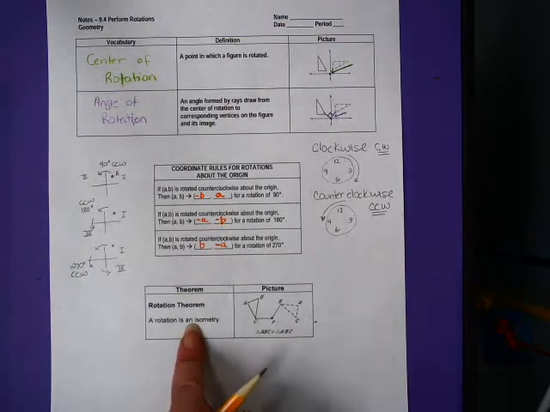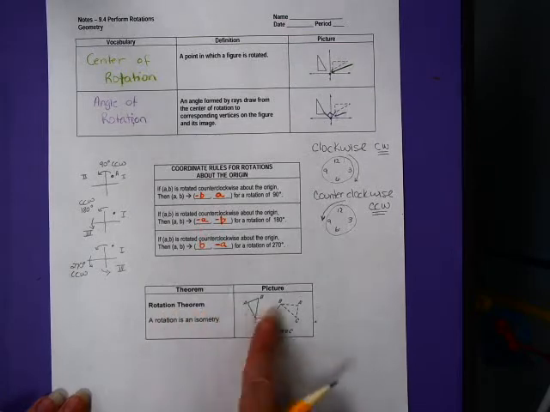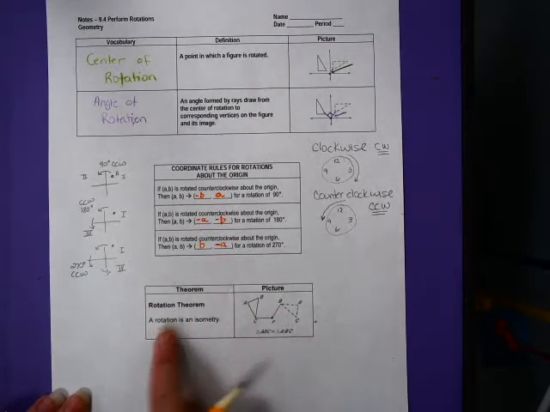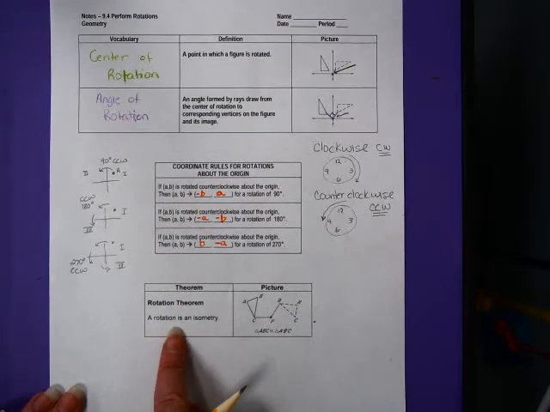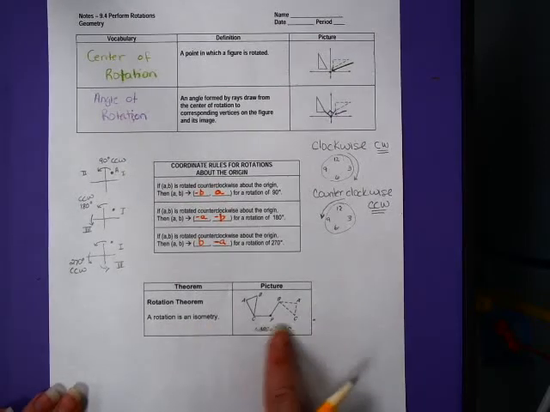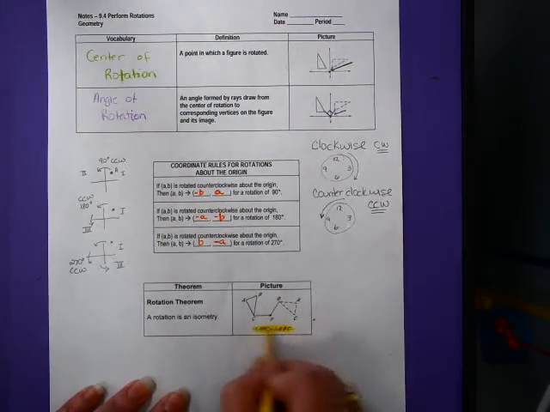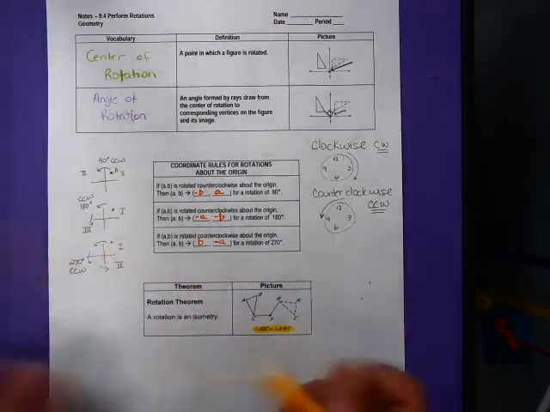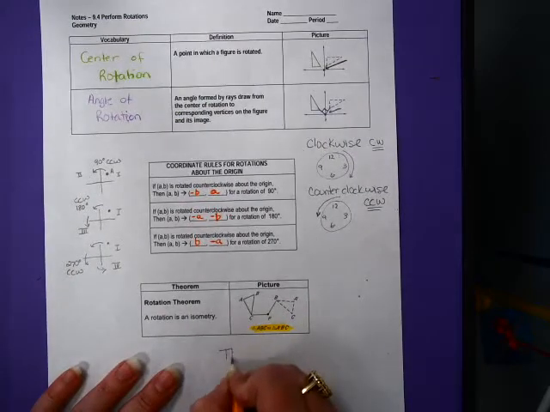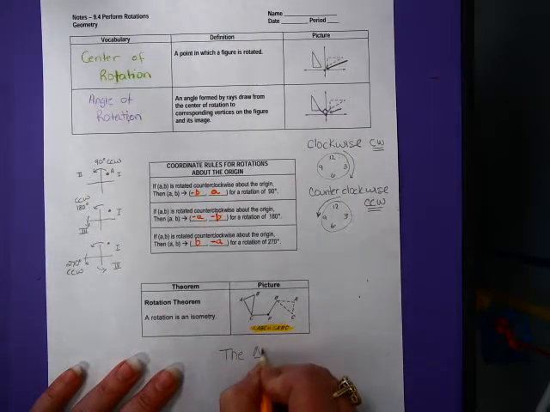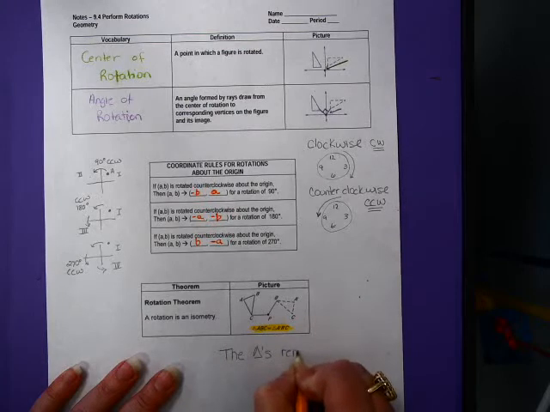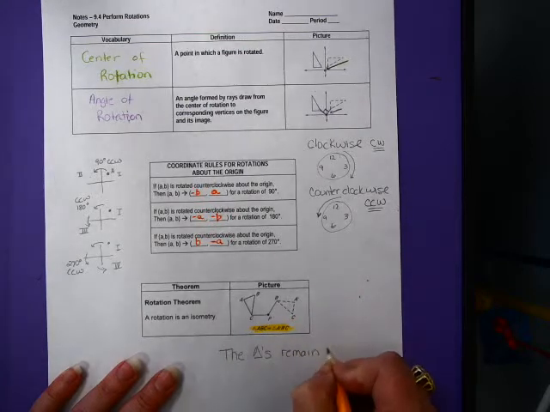Okay, here, when we rotate a figure, this theorem states that a rotation is an isometry, which means that the two triangles are going to be congruent. So I'm going to highlight this. This is congruent. And just make a note to yourself that the triangles remain congruent.